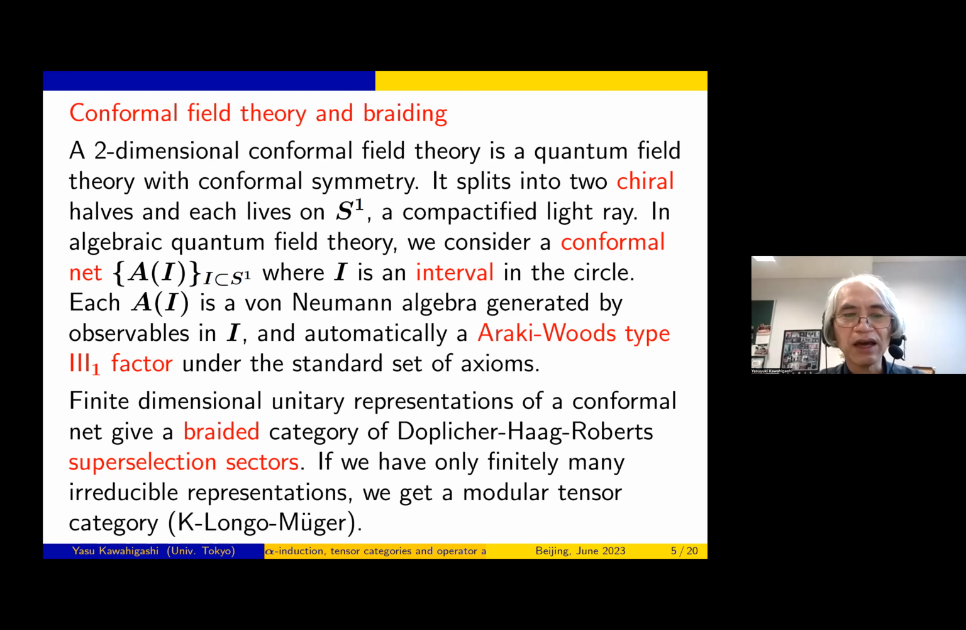They have a notion of superselection sectors, so we have a braiding structure among superselection sectors. Then if we have only finitely many irreducible representations, or only finitely many superselection sectors, then we get a modular tensor category. This was proved by Longo, Müger, and me many years ago. So in this way, we get a modular tensor category from a conformal field theory in the operator algebraic setting.